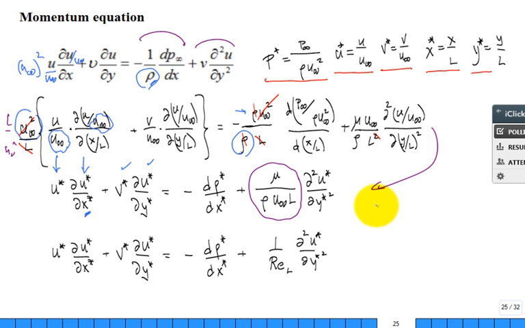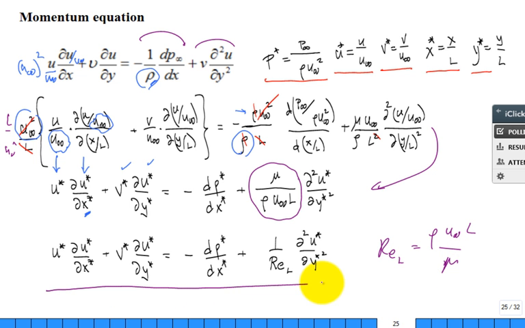And then you stare at that term and you say, oh, it's the upside down Reynolds number. It's the reciprocal of the Reynolds number. So the Reynolds number, this function of L, is rho u infinity L divided by mu. So I cast our momentum equation into dimensionless form. You have to do that for the continuity, easy. The momentum, pretty hard. I just showed it. And then you have to do it for the energy equation.